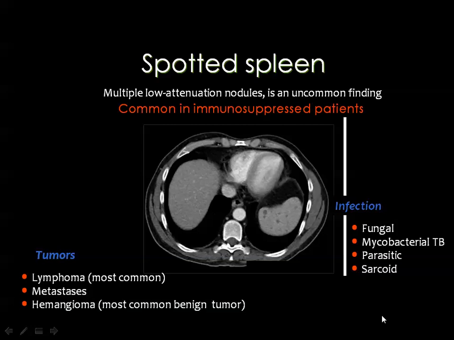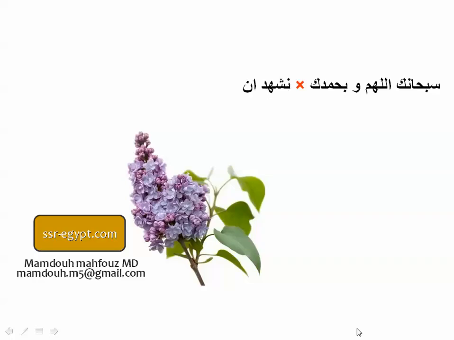The possibilities are either inflammatory or neoplastic. Among inflammatory lesions, you should remember fungal infection on top of the possibilities. Then you remember TB, and you should also remember sarcoid as well as parasitic infestation. And among tumors, number one is lymphoma, then metastasis, the most common being from a non-primary malignancy, and hemangioma, especially the hemangiomatosis type, where you have multiple splenic hemangiomas affecting the spleen.